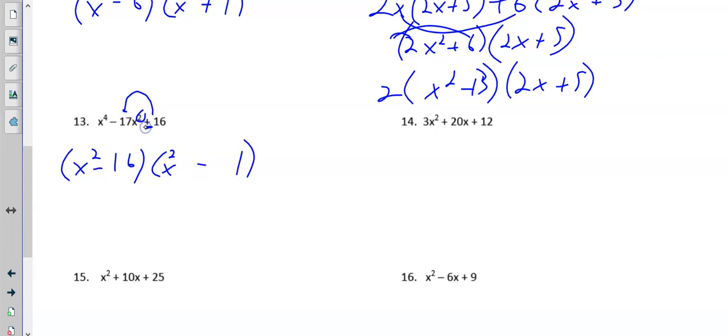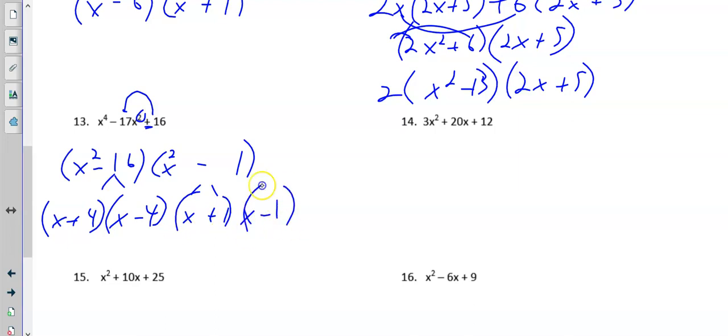Remember, when this is positive, they're both the same. And now these are both difference of squares. So that breaks down to simply x plus 4, x minus 4. And this one breaks down to x plus 1, x minus 1. Right? A simple guess and check.